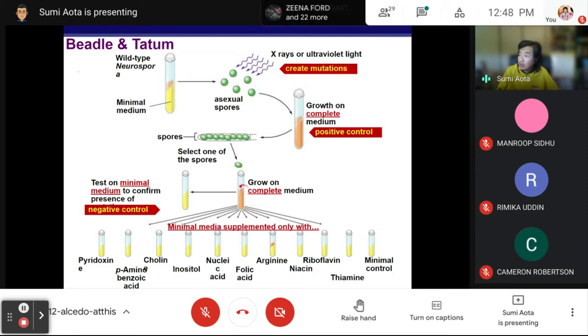Since the spore will grow if you give it everything, but the spore doesn't grow when you give it just the bare minimum, that must mean that there's a mutation. This fungus can't make something that it needs and therefore cannot grow if everything isn't provided. So this confirms the presence of a mutation. Okay, so now the question is, how do we figure out what the mutation was?